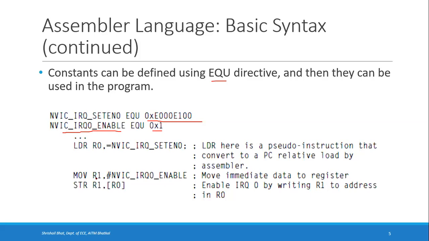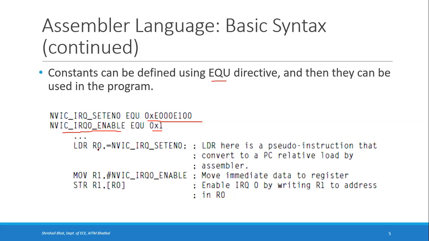Then MOV R1, hash NVIC. This means it is an immediate addressing mode where this will be replaced by its value, that is 1. So R1 will be 1. Then you want to store this. LDR is the load instruction, STR is store register. You are going to store the contents of R1 into the memory indicated by the register R0.